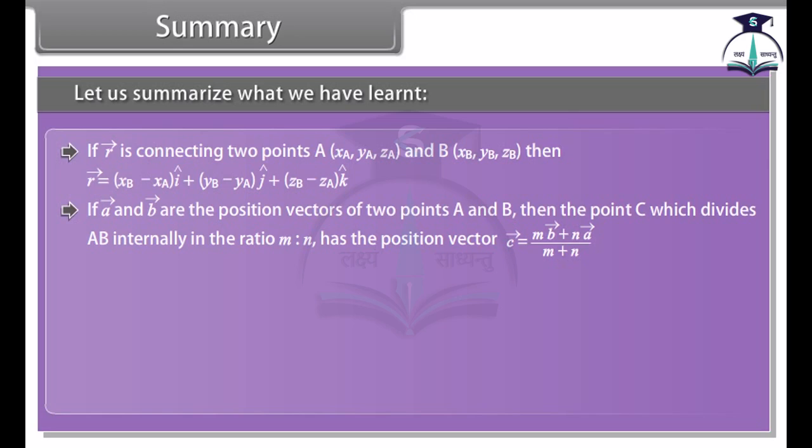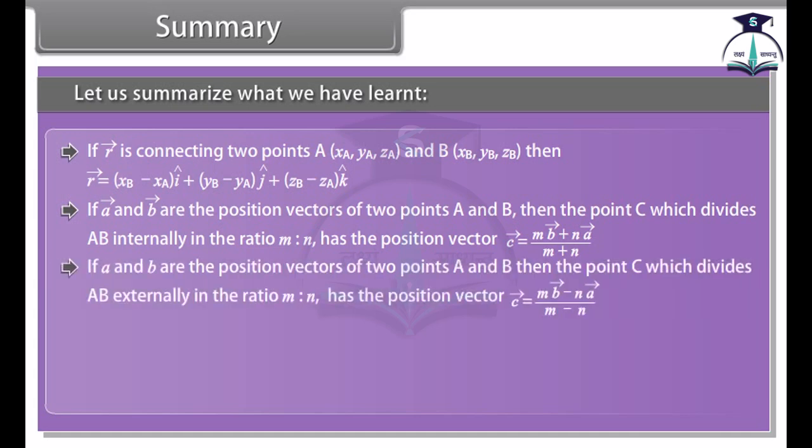If vector A and vector B are the position vectors of two points A and B, then the point C, which divides AB internally in the ratio m:n, has the position vector, vector C equals m into vector B plus n into vector A by m plus n. If A and B are the position vectors of two points A and B, then the point C, which divides AB externally in the ratio m:n, has the position vector, vector C equals m into vector B minus n into vector A by m minus n.